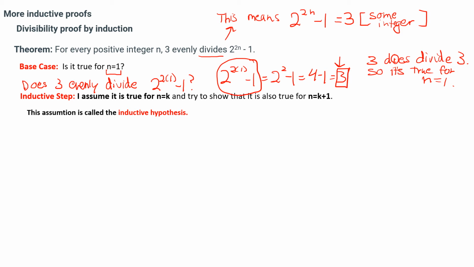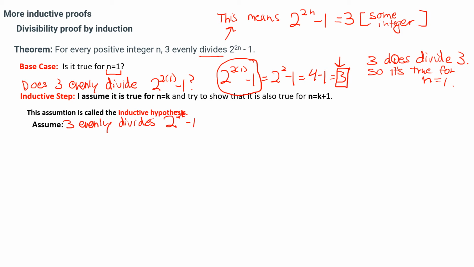We need to assume it's true for n equals k and then try to show it's also true for n equals k plus 1. So the assumption, remember, is what's called the inductive hypothesis. It's what we're assuming. Okay, so what are we assuming? We're going to assume that this is true for n equals k. So we'll assume that 3 evenly divides 2 to the 2k minus 1.